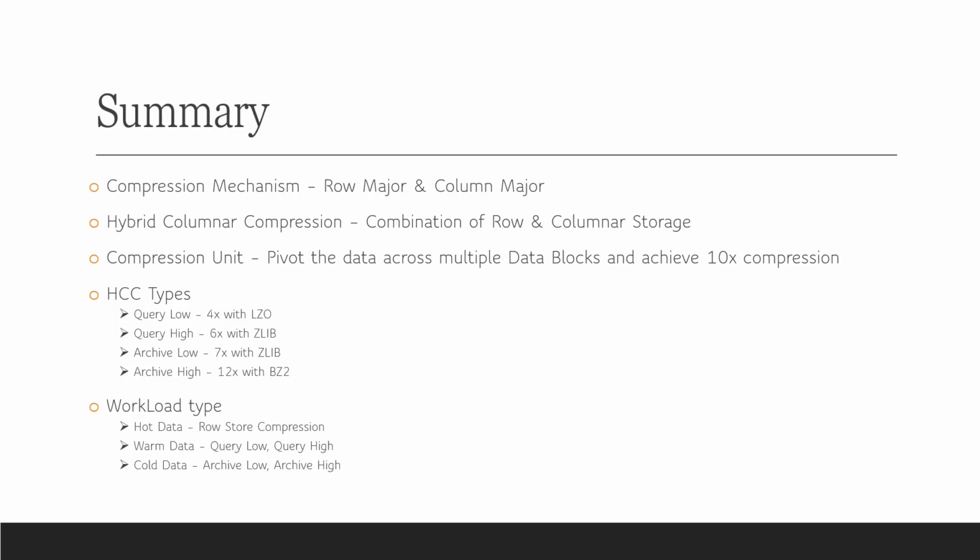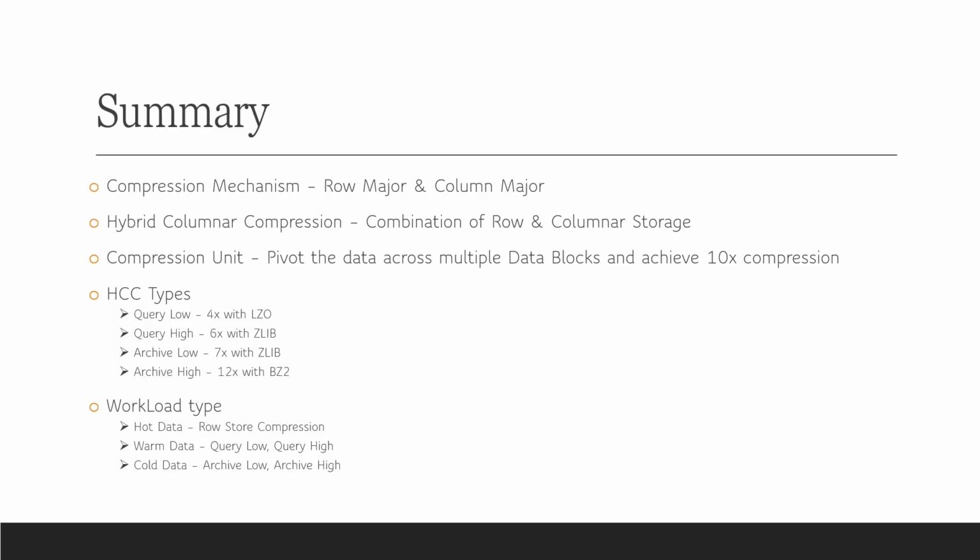We have four types of hybrid columnar compression: query low, query high, archive low and archive high. In query low, the algorithm is LZO with 4x compression ratio. For query high, we are using zlib with 6x compression ratio. Archive low is using zlib with 7x compression ratio. Archive high is using the BZ2 compression algorithm with 12x compression ratio.